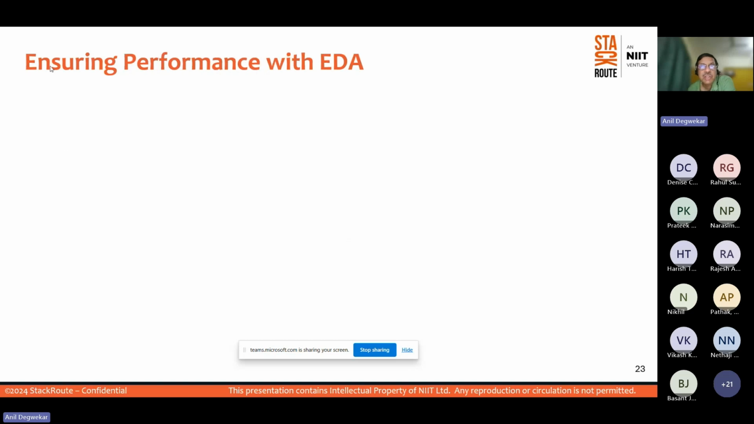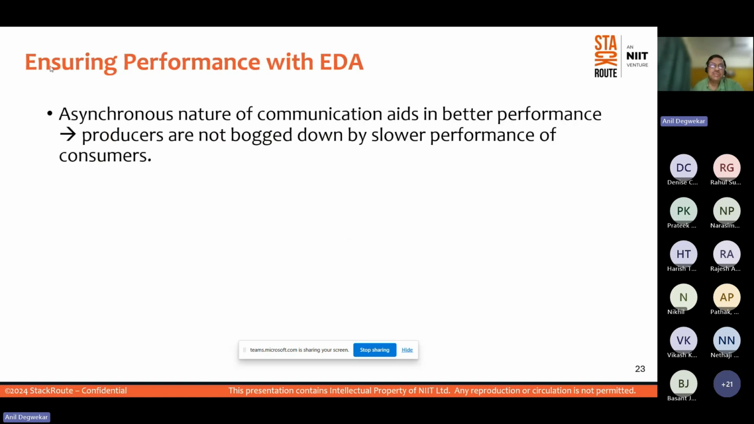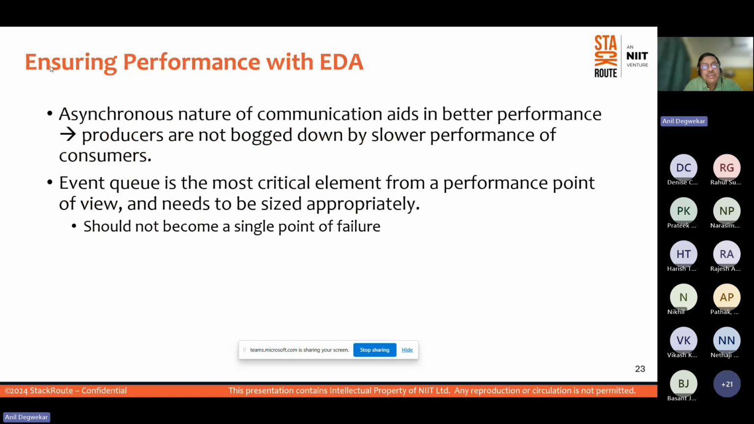Okay. Likewise, to ensure performance, right? First of all, the asynchronous nature of communication aids in better performance. By its very nature, EDA is asynchronous and gives you good performance. But the event queue is the most critical element and that needs to be sized appropriately. It should not become a single point of failure. So as long as you size your event queue properly, you will ensure that performance is met. All right.